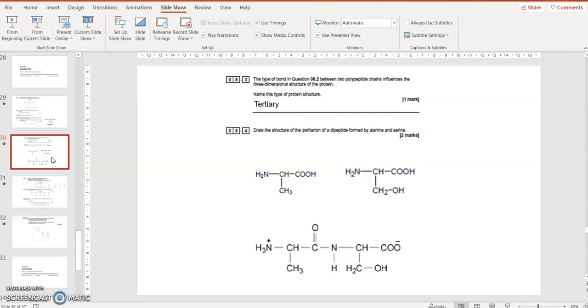But we've formed it now, and therefore we need a zwitterion. A zwitterion is where you take one of the COOHs and you turn it into a COO minus, and you take one of the NH2s and you turn it into an NH3 plus. That happens at a certain pH called the isoelectric point, where the COOH releases an H plus around the NH2 on another part of the molecule to form NH3 plus.